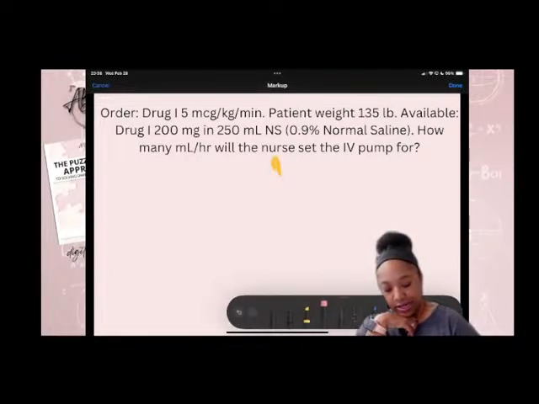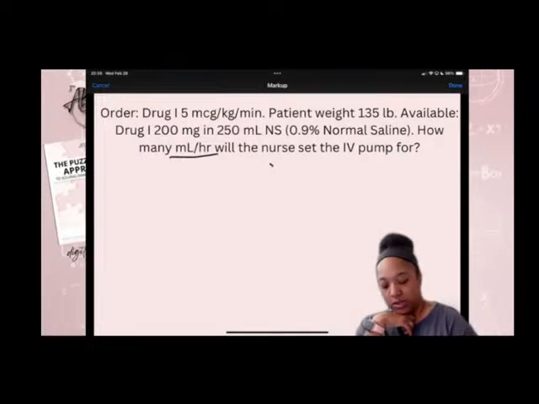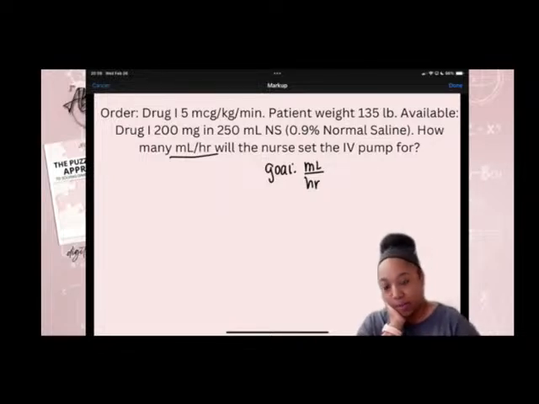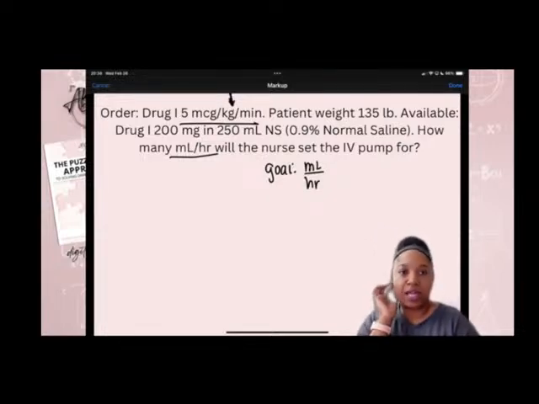The question wants milliliter per hour. Okay, so this is a weight based IV problem. How do I know it's weight based? Because you see right here, it's 5 mics per kilogram per minute. That means that I need to use the patient's weight to find out how much they want them to have. Okay, so when you have a weight based problem, you have to use three things: P, P, and P. The patient's weight, the prescription, so the ordered amount, and your product, which is your medicine.